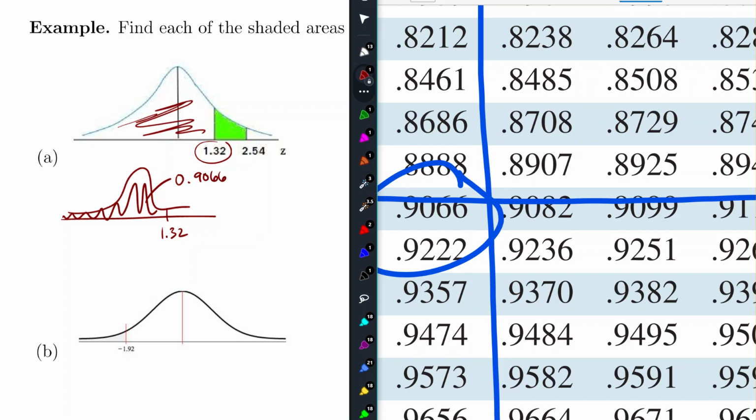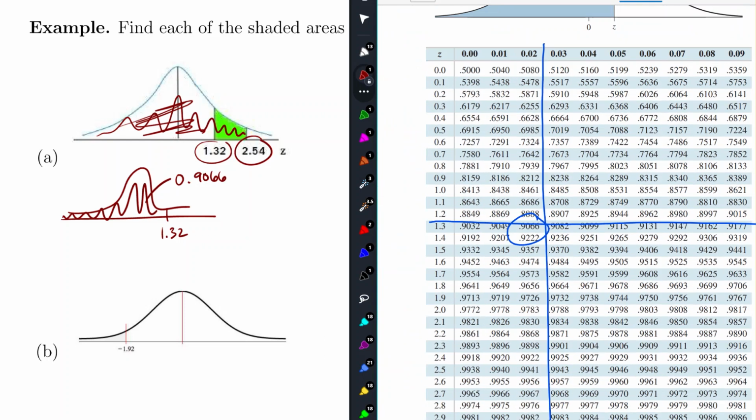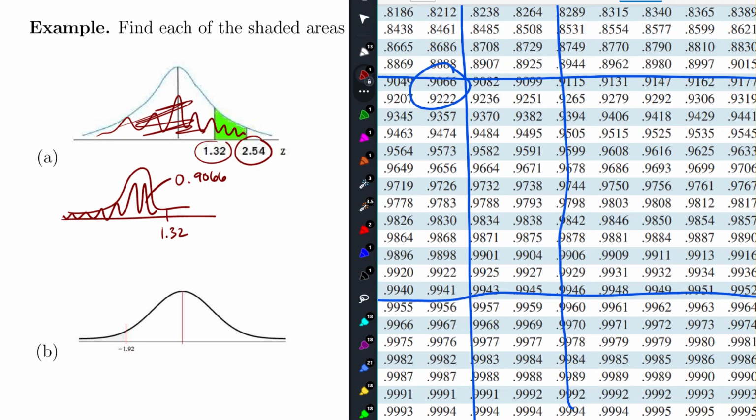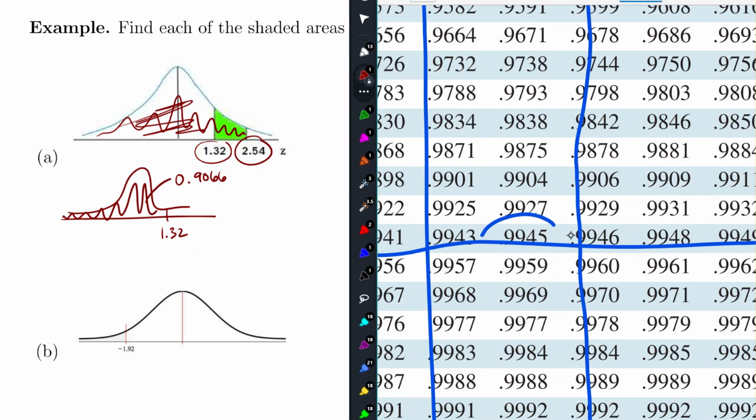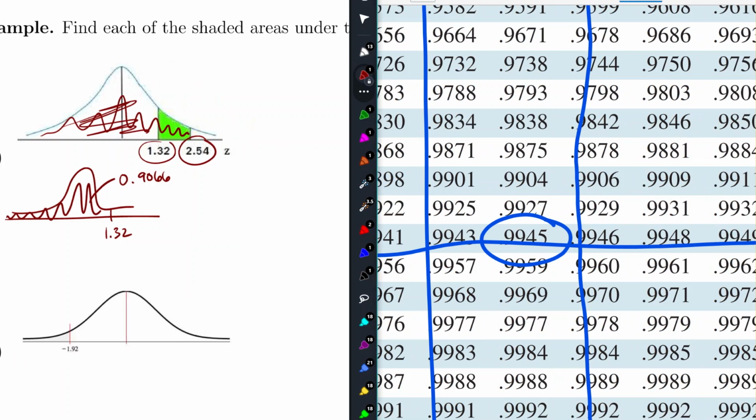0.9066 amount. Next, I want to find how much is to the left of 2.54. That's my second value. So we'll zoom back into our chart. I'm looking at 2.5, which is this row. 2.4 is this column. Zooming in. And we see it's 0.9945. So if I just sketch that as well.